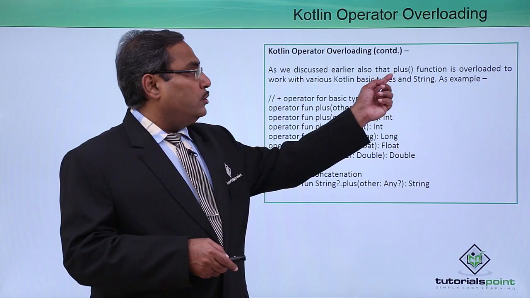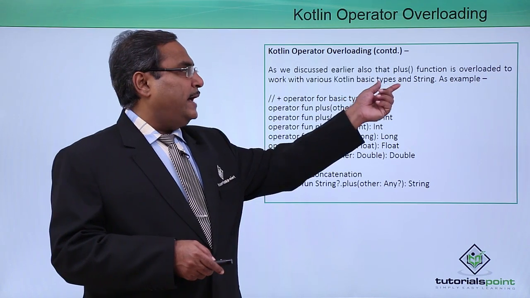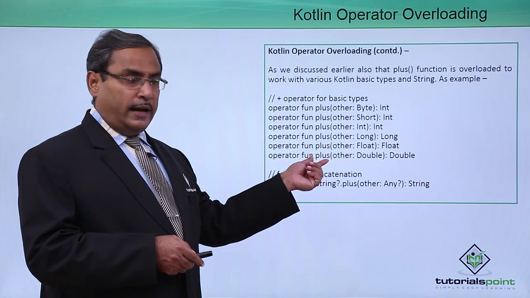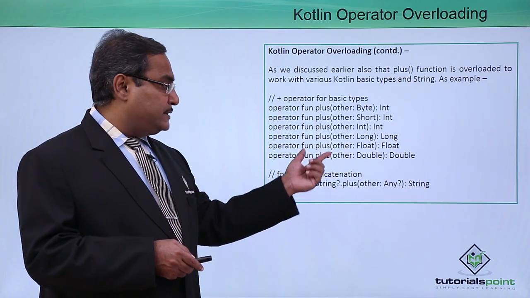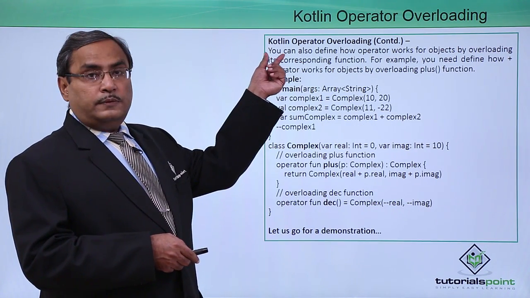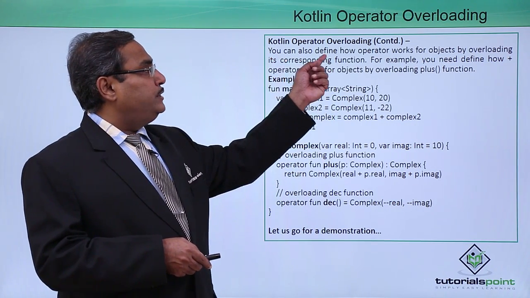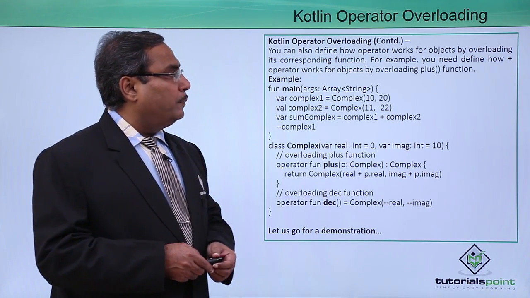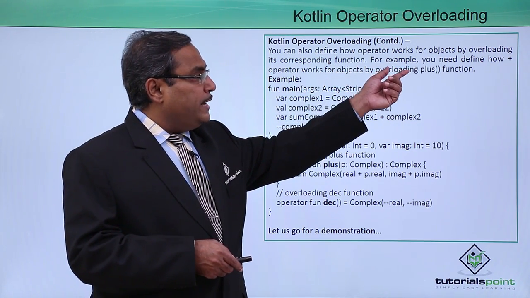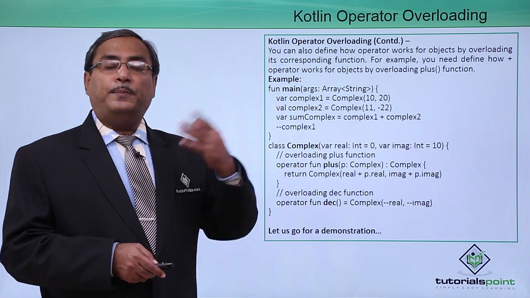As we discussed earlier, the plus function is overloaded to work with the various Kotlin basic types and string, as in this example. So this plus function has been overloaded with different types, as I have written here. Now let me go to the respective function which I shall write myself. You can also define how an operator works on objects by overloading its corresponding function. For example, you can define how the operator works for objects by overloading the plus function.